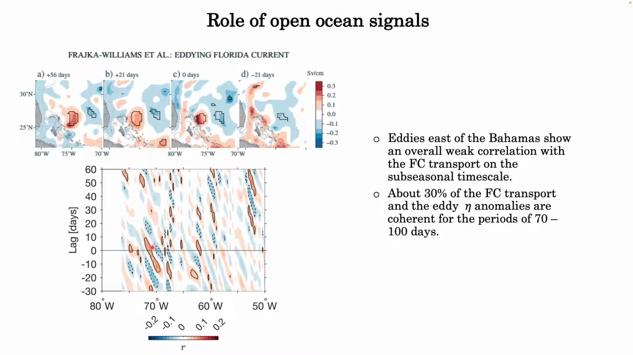And the reason for this overall weak correlation is because, again, the FC transport correlates with the eddy sea level anomalies, or sea surface anomalies, for a certain period band. In this case, the correlation is strong or significant for periods longer than 70 days, and then the correlation is also sporadic. It's not stationary, so that might explain the overall weak correlation between those two.